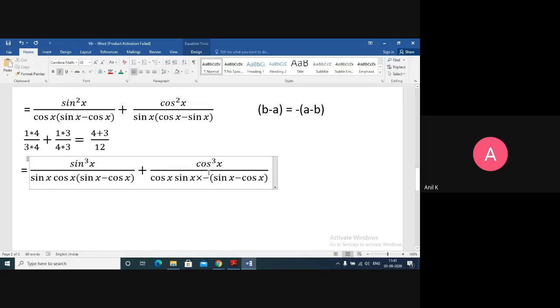Now one more thing I do is with this minus sign. For example, if I have a multiplied by b multiplied by minus c, can I write this as minus abc? A into b into minus c is the same as minus abc. Everyone agree?